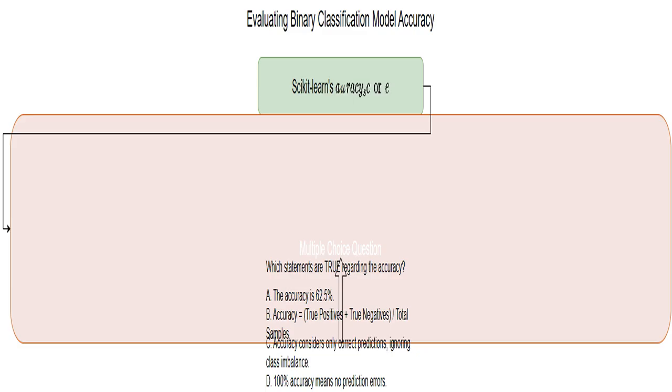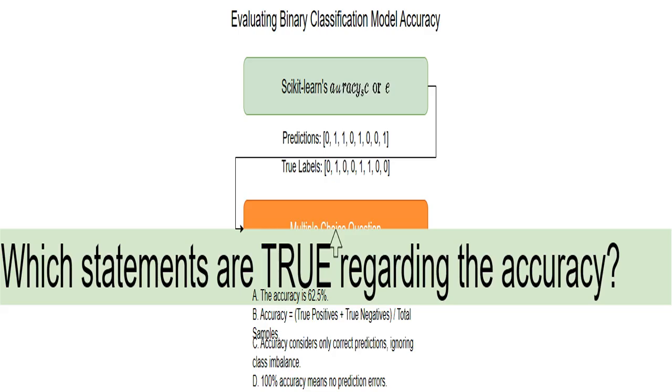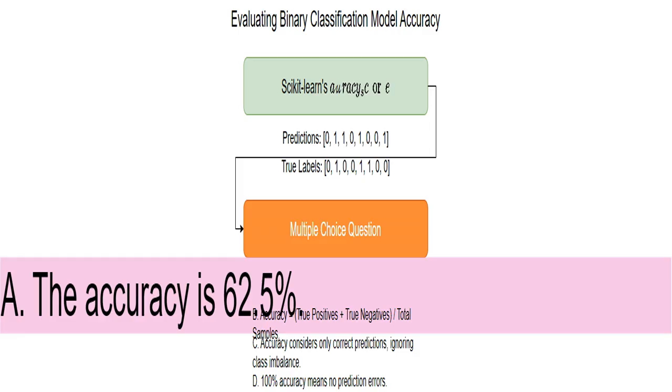I'll need to assess the accuracy of the model using the given predictions and true labels and then determine which statements are correct regarding that accuracy. This is one possible answer for the accuracy of the model. I'll calculate the accuracy to see if this statement is true. This statement shows the formula used to calculate accuracy. Let's break down what true positives, TP, and true negatives, TN, mean and apply the formula. Accuracy is the total number of correct predictions divided by the total number of samples.